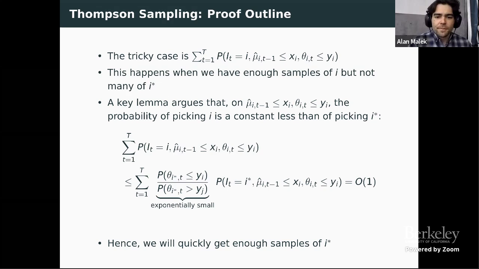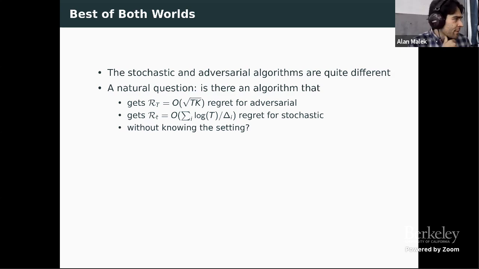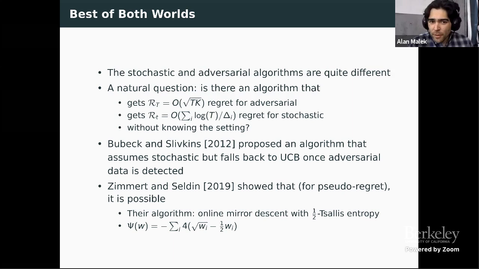Okay. So quick aside, you might have said, well, we have stochastic algorithms and adversarial algorithms, and they're really different. Can we somehow get the best of both worlds? We know that the regret for adversarial has to be square root TK, and then the regret for stochastic has to be logarithmic. Can we adapt without knowing the setting? And people have tried this. So one of the first examples was an algorithm proposed by Bubeck and Slivkins, and they assumed an IID problem and then did basically a hypothesis test to determine whether they fall into an adversarial regime or not. And once they do, then they'll switch to an adversarial algorithm.